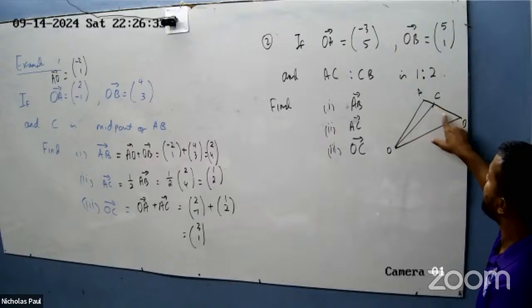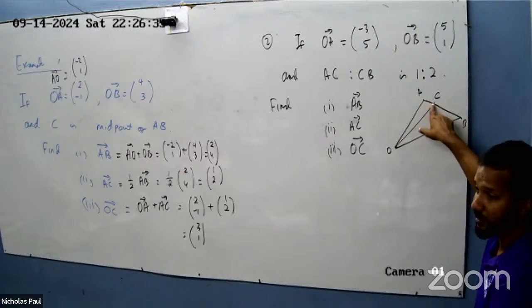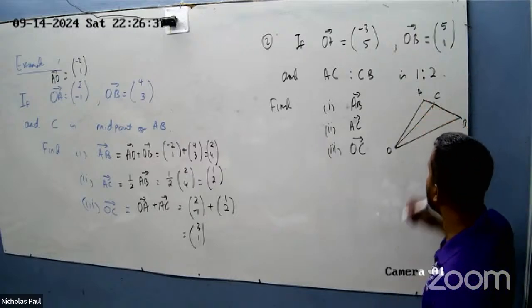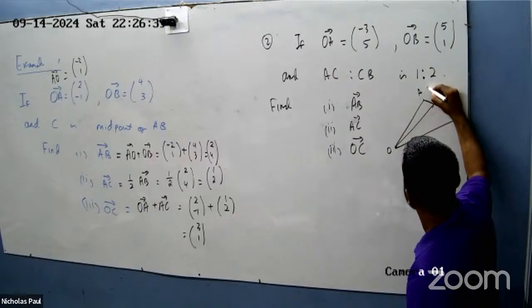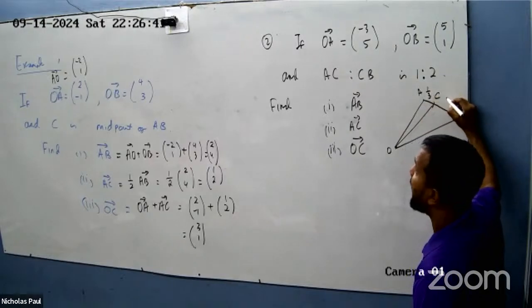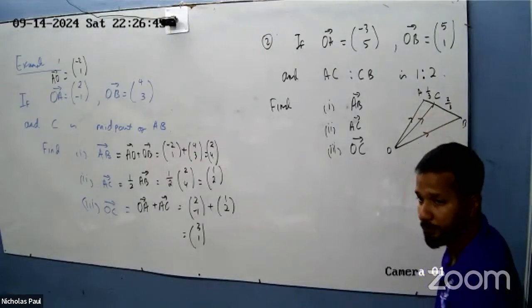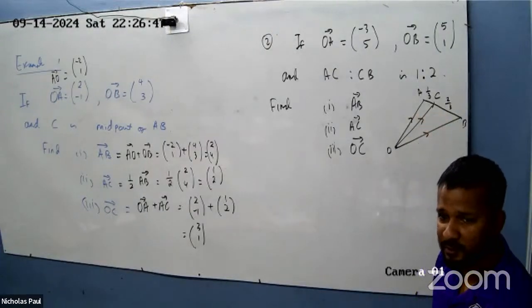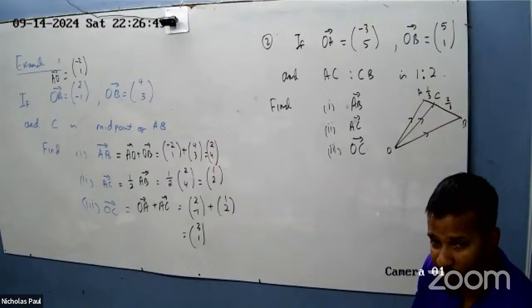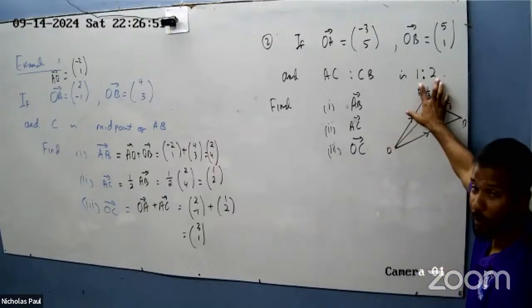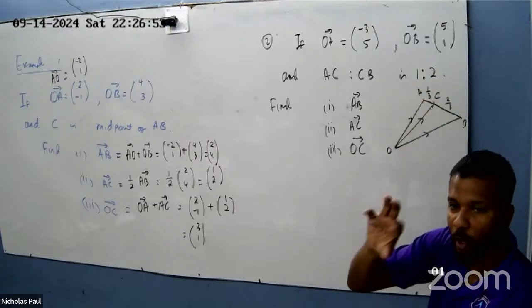So CB is 2 times bigger than AC. So the number that will go here is 1/3, and here is 2/3. Anybody confused? Amir, okay? So you follow what I did here, right? I gave you a ratio.